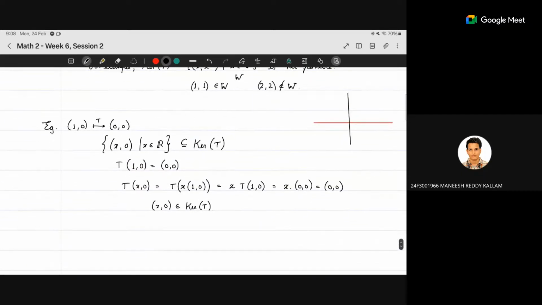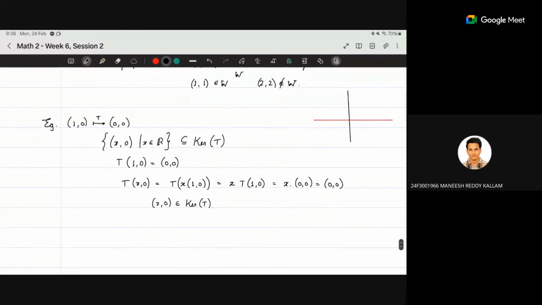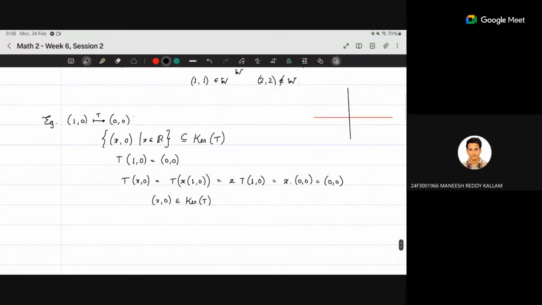So what would be the full kernel, sir? Can we define it without specifying what the map is? You have not specified the entire map. You have just said that the image of one vector is zero. Okay. This is the extent of what you can deduce about the kernel.